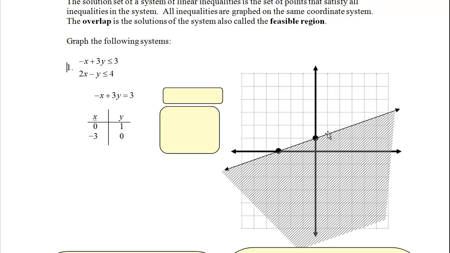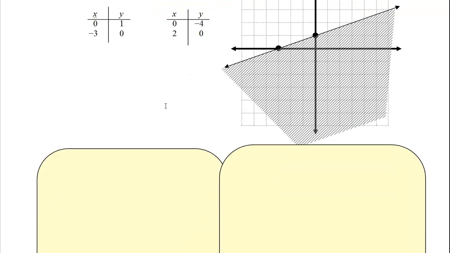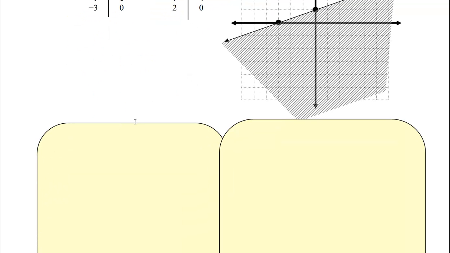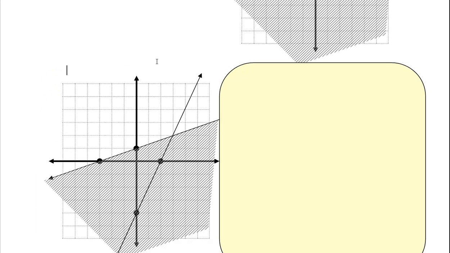So now, we're going to use the same graph, but we're going to, in a way, ignore what we've got on there. Go and graph the next one. Change it to an equation. Go get the points. And graph those. So I graphed the equation. If you'll notice, I'm ignoring this one. So I graphed these points.